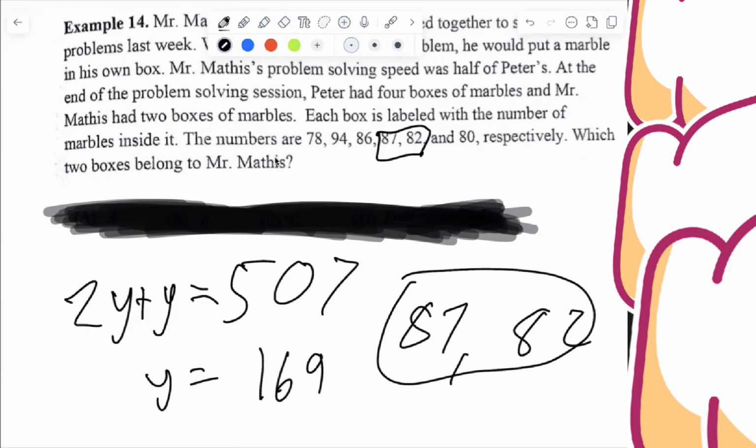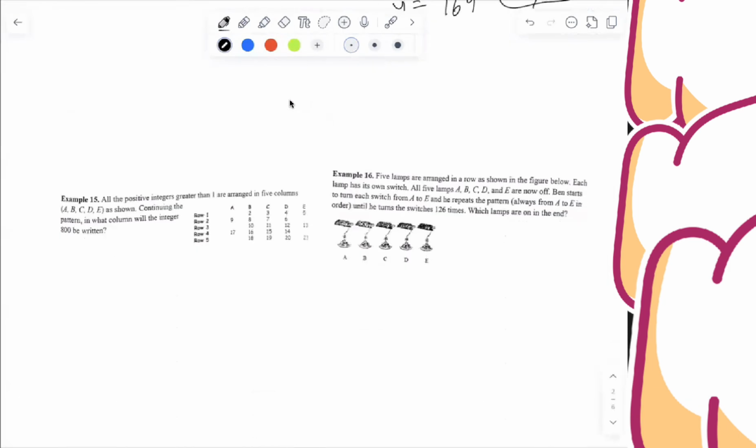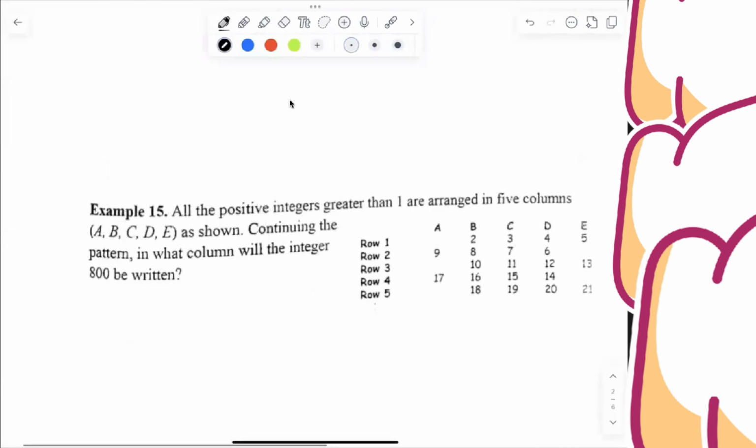Alright, so let's move on to example 15. All positive integers greater than 1 are arranged in 5 columns A, B, C, D as shown below. Continuing the pattern, in what column will the integer 800 be written? Let's you guys have a try on this question and tell me your answers in the chat.